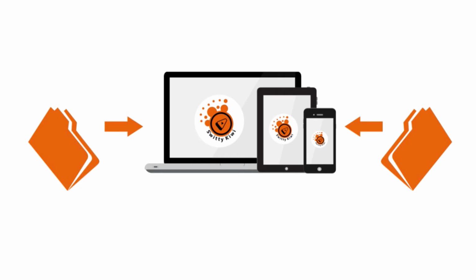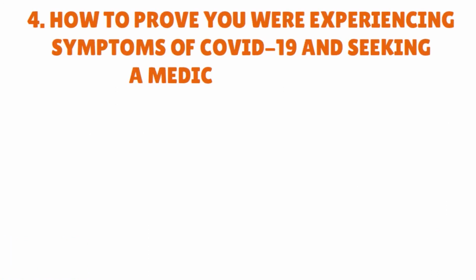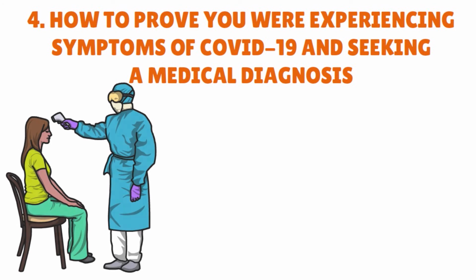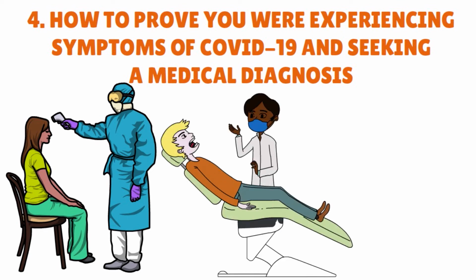I'm still having a conversation with you about the kind of paperwork you better have ready before the IRS audits you regarding Form 7202. Now, number 4, how do you prove that you are experiencing symptoms of COVID-19 and seeking a medical diagnosis yourself? You need to show a valid doctor's note for the specified period. You need to demonstrate the doctor's credentials, and you need to show evidence of exchanges between you and your physician if you're not able to go to the hospital or to his or her office.